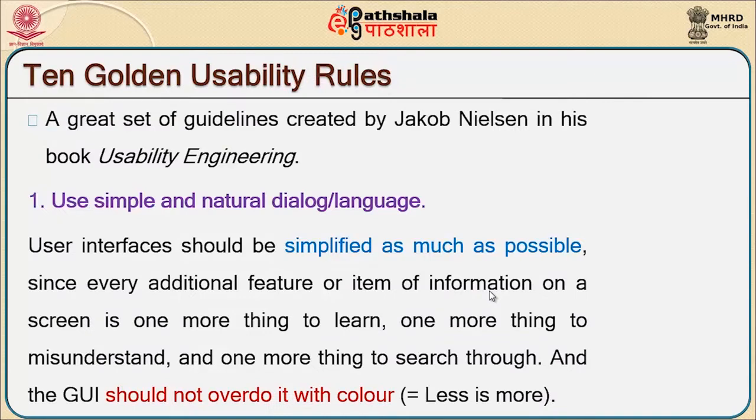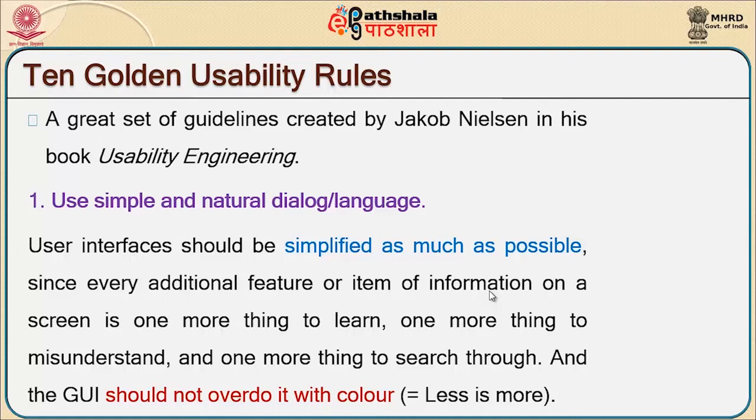For usability to be completely pictured, there are 10 global golden rules that are to be followed. A great set of guidelines created by Jakob Nielsen in his book Usability Engineering. Rule 1 indicates: use simple and natural dialogue or language. User interfaces should be simplified as much as possible, since every additional feature or item of information on a screen is one more thing to learn, one more thing to misunderstand and one more thing to search through, and the GUI should not overdo it with color.